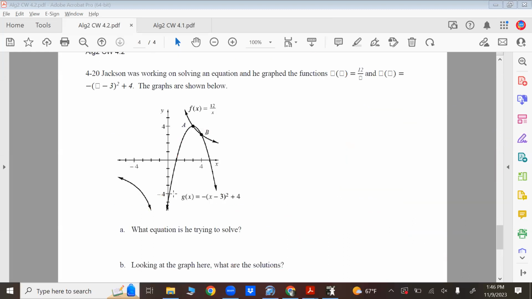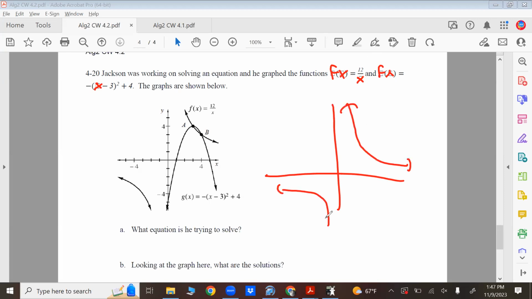Jackson was working on solving an equation. He graphed the following. So we're going to use f of x notation now. We haven't done that in a while. f of x equals 12 over x, and f of x equals negative x minus 3 squared plus 4. So there's the graph. 12 over x, just so you know, looks like this. I'm just going to redo it.